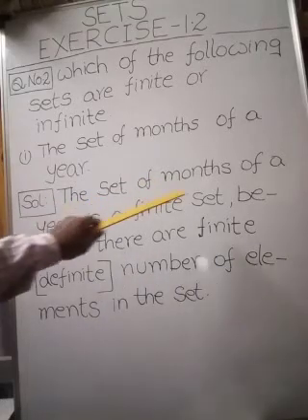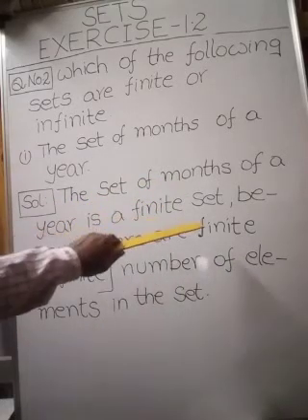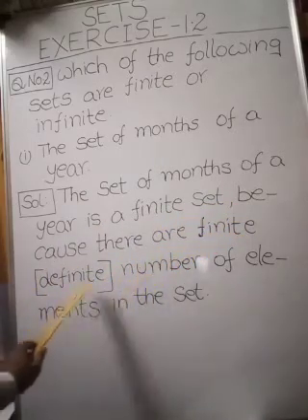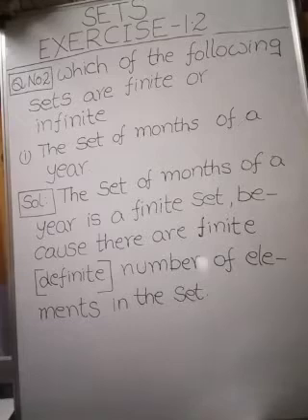The set of months of a year is a finite set because there is a finite or definite number of elements in the set. There are only 12 months. A finite number of elements are there in the set. That is why this set is called a finite set. Understood, my dear children? Right.